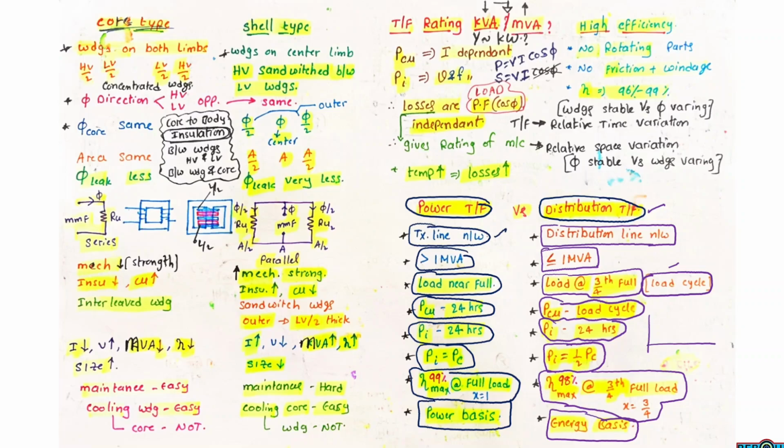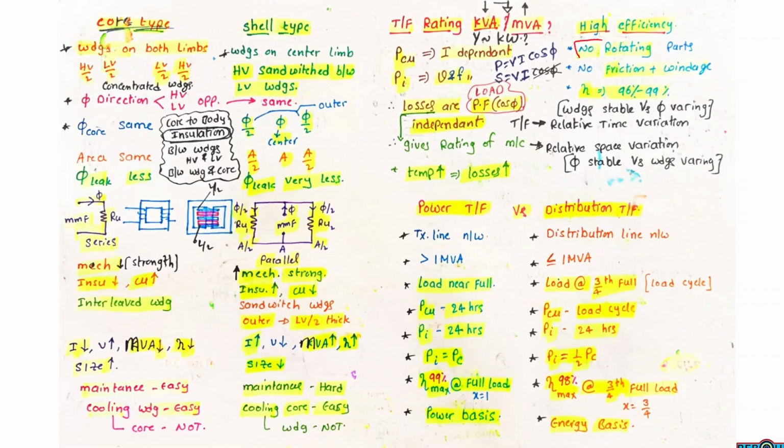Load cycle is considered as the hourly load cycle per day. Morning 6 AM to the next day morning 6 AM, 24 hours. During daytime or early morning hours, the load is high. During lunch hours, the load is less. Again during evening time, the load is high. During night time, the load is low. This is the load cycle. Depending upon the load cycle, this transformer operates, so copper losses depend upon the load cycle and energy basis.